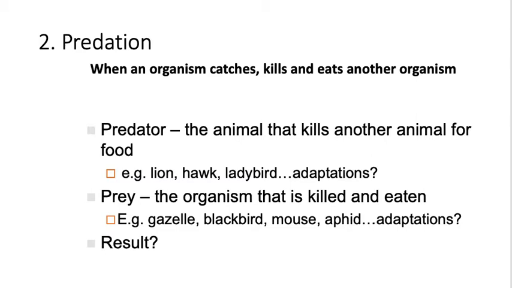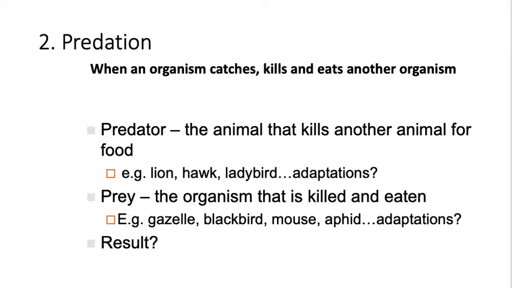So the predator is the animal that kills the other animal and eats it. Examples would be your lion, your hawk, your ladybird. Your ladybird, for instance, has the adaptation in the mouth parts that allows it to eat aphids. Your hawk has excellent eyesight, and your lion is quite fast, and all of those things help them to be successful predators.